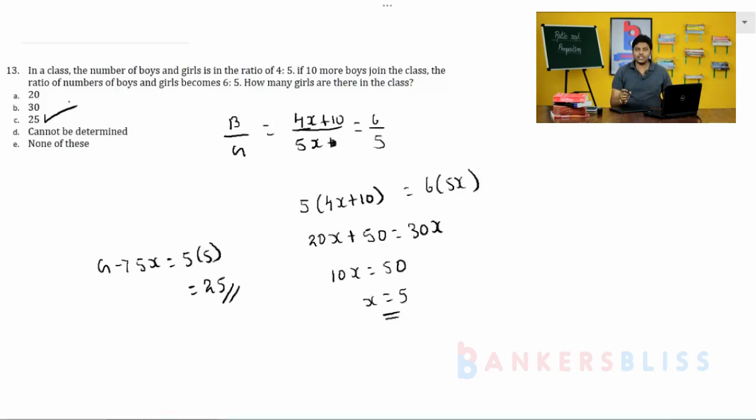According to the condition they have given, I have represented it in the form of a mathematical expression. So, 4x by 5x. Number 10 members are joining. So, (4x plus 10) by 5x is equal to 6 by 5. After simplification, I got x value as 5. Therefore, girls is equal to 5 into x, that is 5 into 5, 25. Let us move on to the next problem, problem number 14.